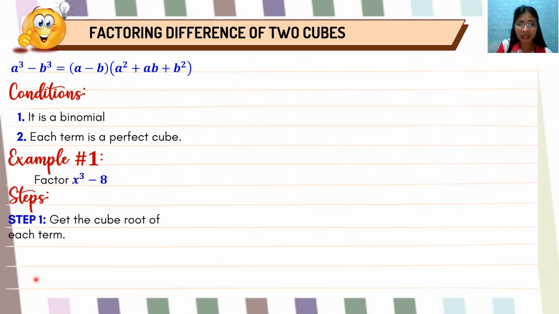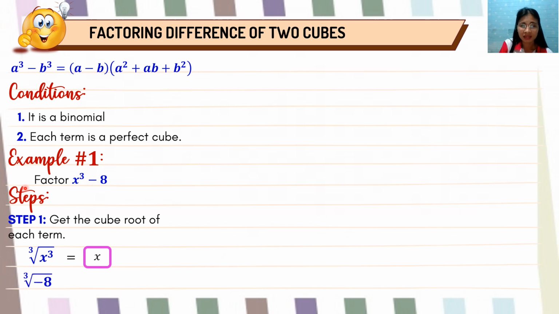First step, get the cube root of each term. Starting with the first term, the cube root of x cubed. To get the cube root of a particular variable, all you need to do is divide the exponent by the index. The index is the root outside the radical symbol. So 3 divided by 3 is 1. Meaning, the cube root of x cubed is equal to x.